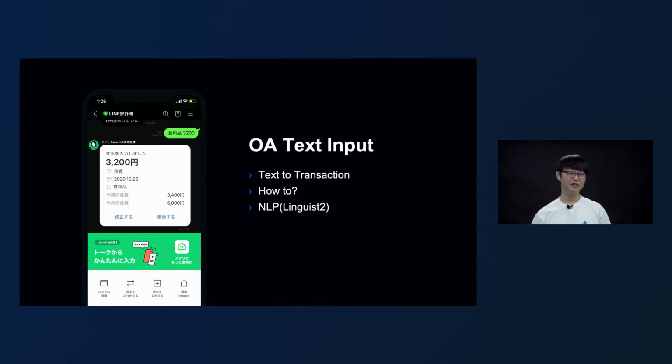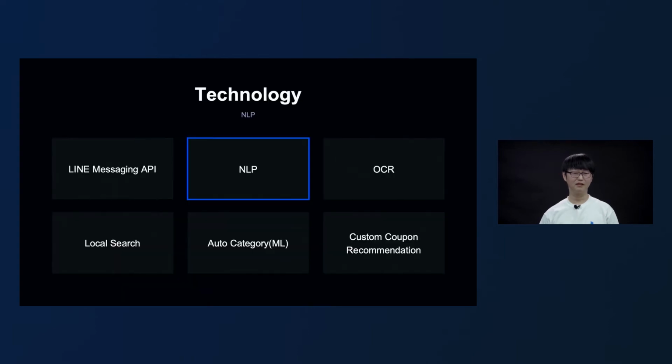At Line, we had an answer to that question: Natural Language Processing, NLP technology. Kakeibo uses a system using NLP technology called Linguist 2, with morphological analysis and an index word analyzer. It's okay if you don't know the technology behind NLP, and the language used for input is not important.